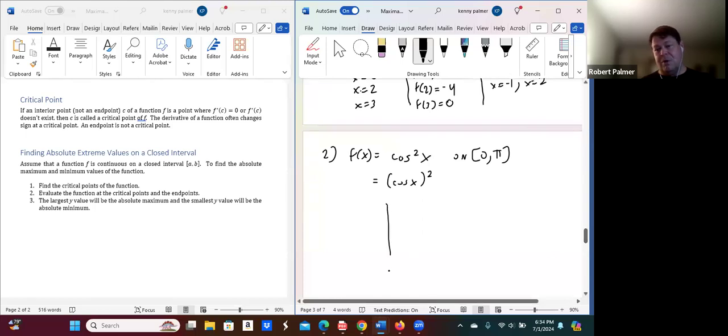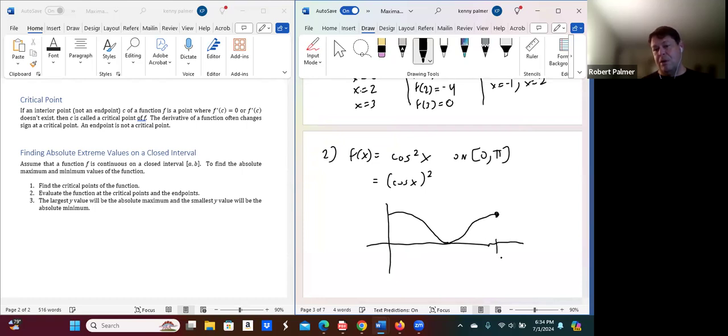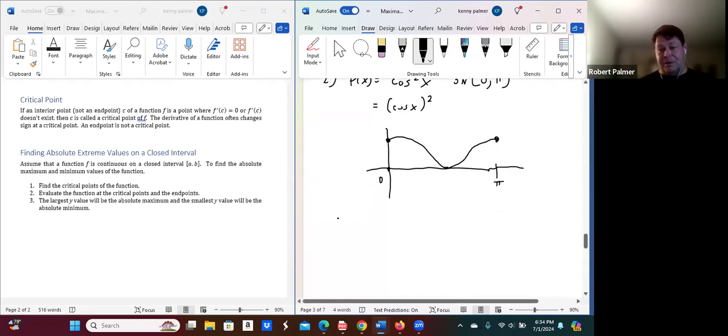So a small graph of that looks like this. Now, as we can see, it appears these locations are both absolute maximums, and it looks like there's an absolute minimum right down here. That's what we'll have to find out. So once again, let's take our steps. Part A, find our critical values.